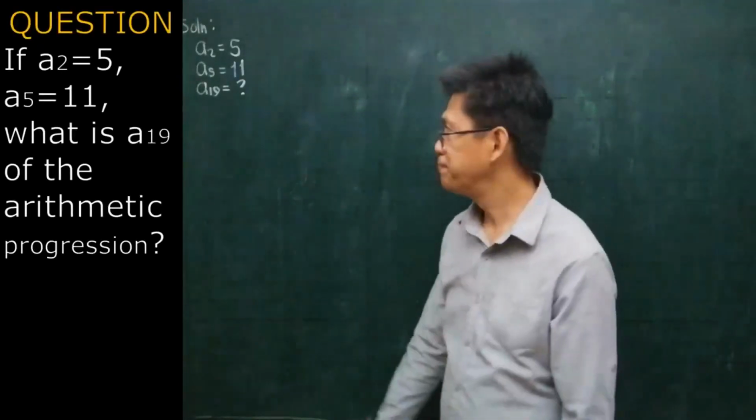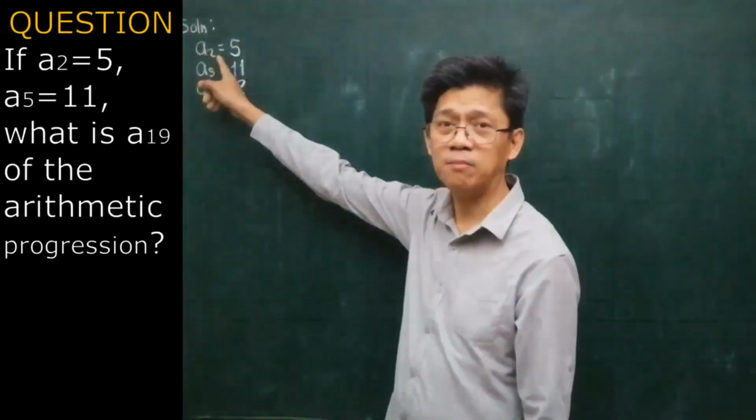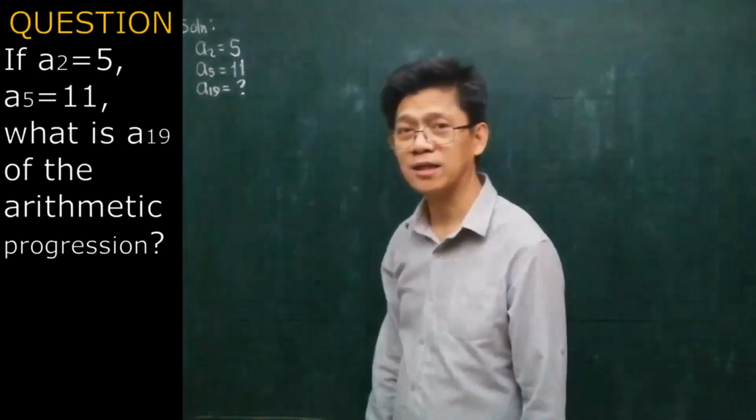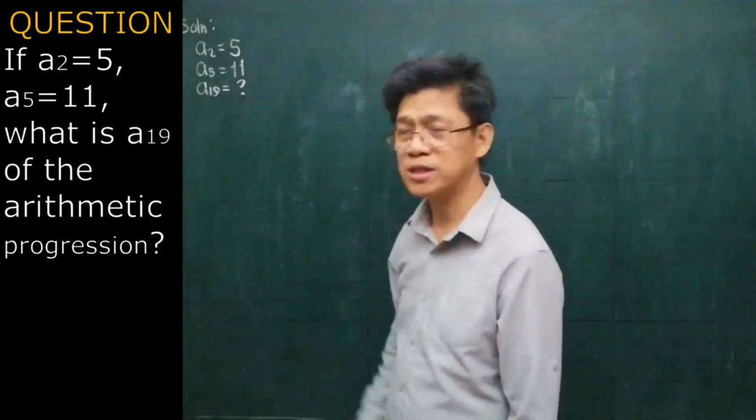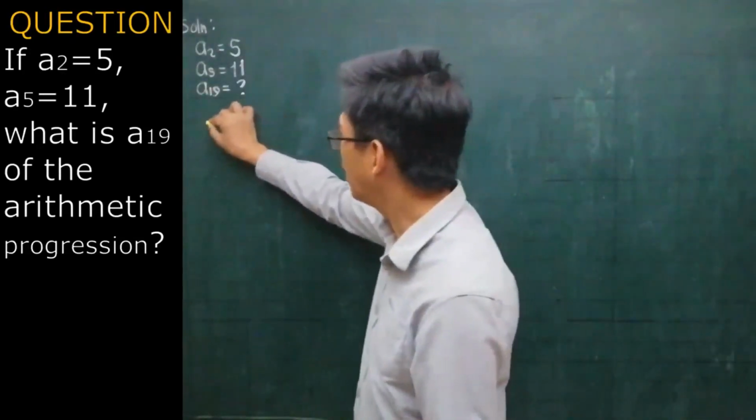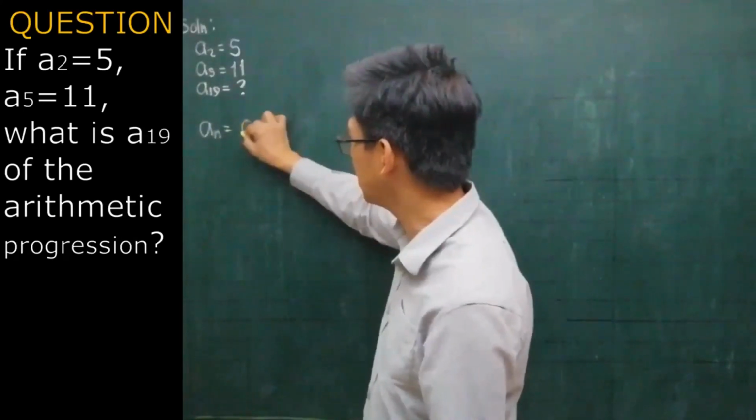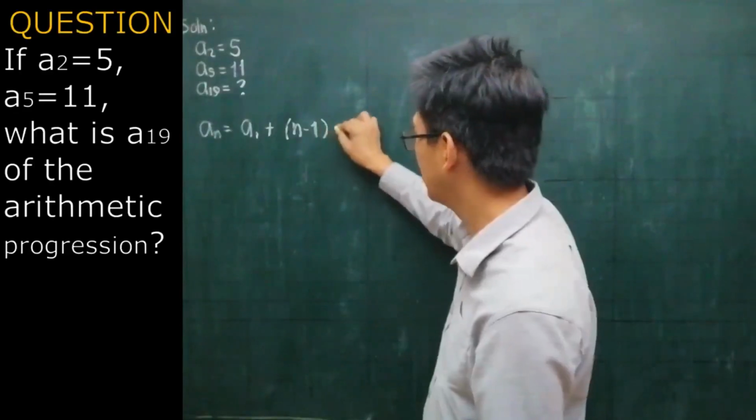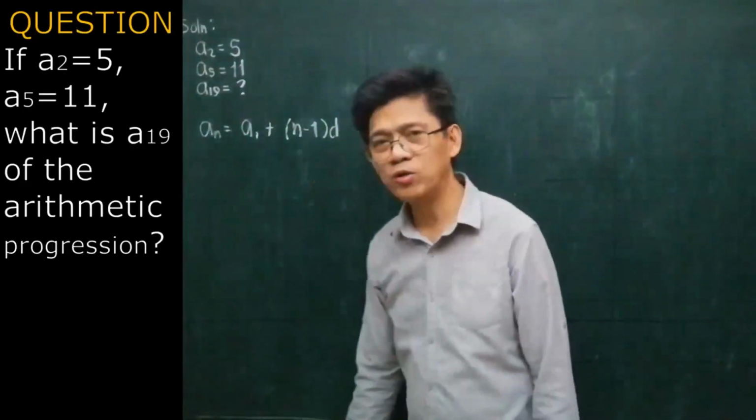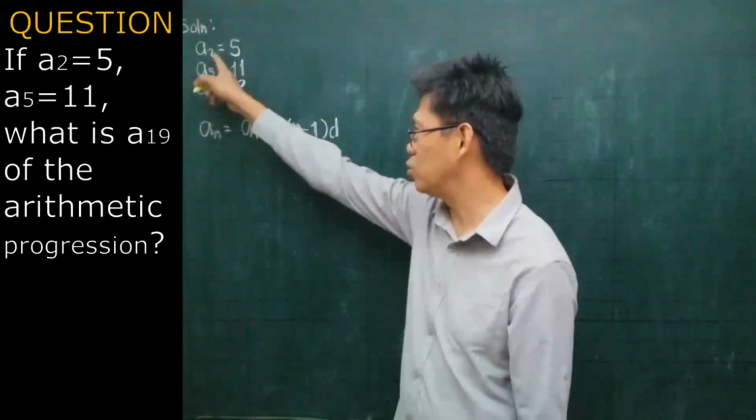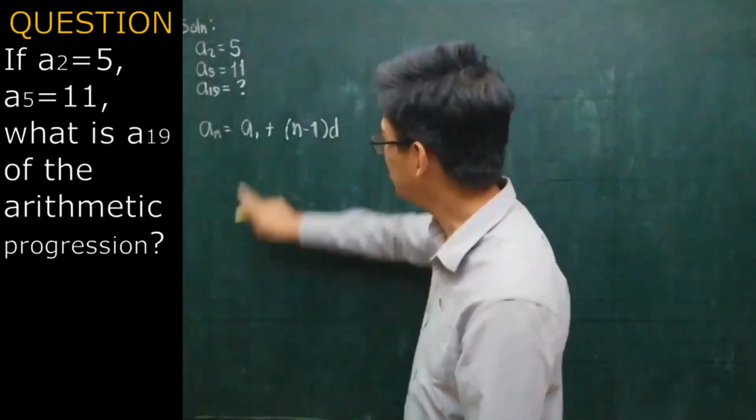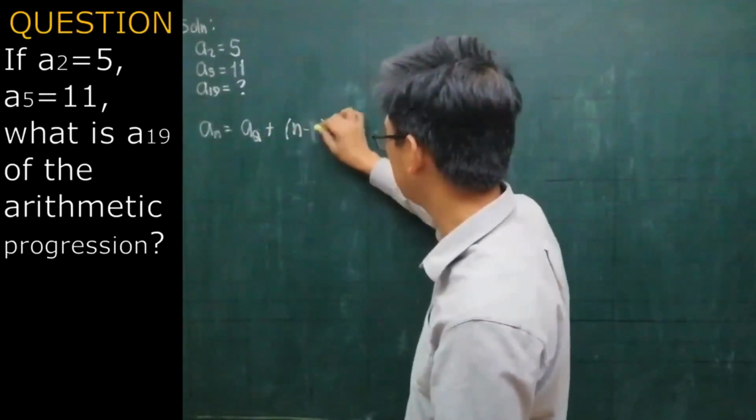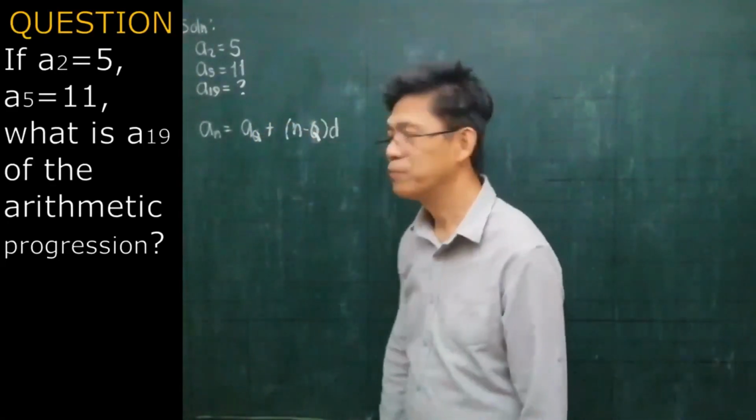In this question, A2 is 5, A5 is 11, what is A19? If we solve this the conventional way, our An is A1 plus n minus 1 d. We do not have A1, we have A2 and A5. Let me use here A sub q. This would be n minus q.